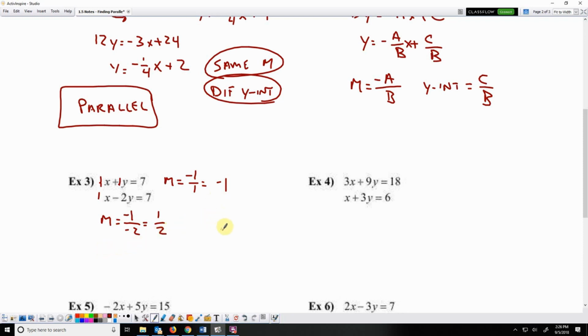Those slopes are not the same, so the lines are not parallel. Those slopes are not opposite reciprocals. They are opposite signs, but they are not reciprocals of each other. So they are not perpendicular either. So these are just two lines that intersect somewhere. They don't happen to form a right angle.